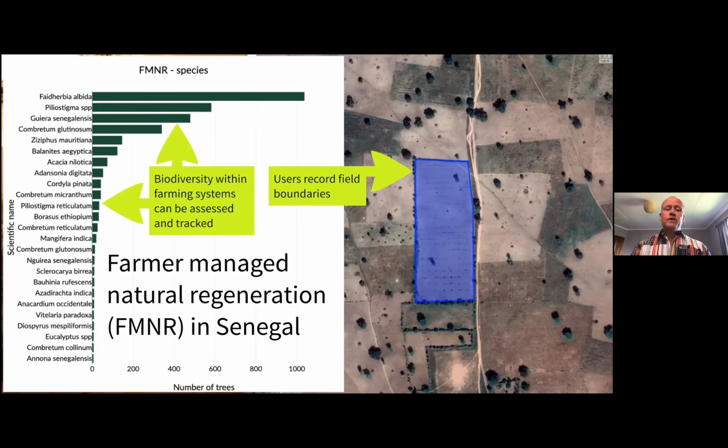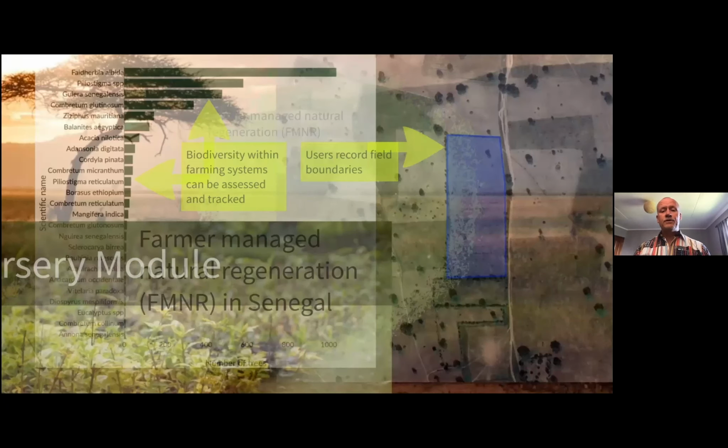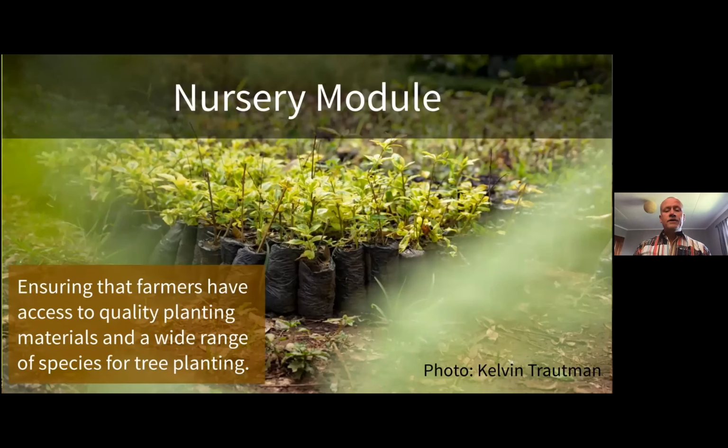And again, with the FMNR, farmers record their field boundaries, and that allows us to do spatial assessments as well. In addition, we have the Nursery Module, where we track inventories within nurseries of planting materials, but also performance and quality of the seeds and the seedlings that go into this process. And the whole idea is to help the users of the app to ensure that farmers have access to quality planting materials and a wide range of species for tree planting, which of course is really critical for the success of restoration efforts.